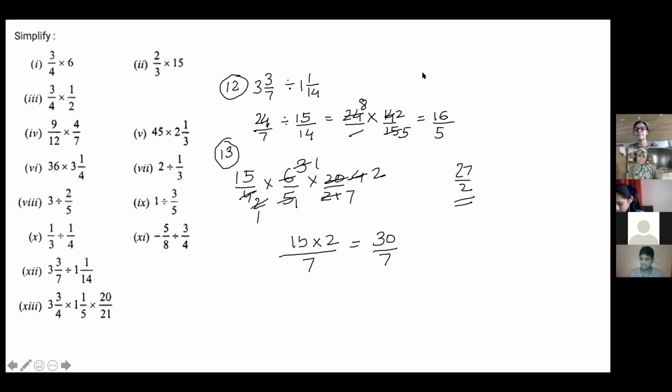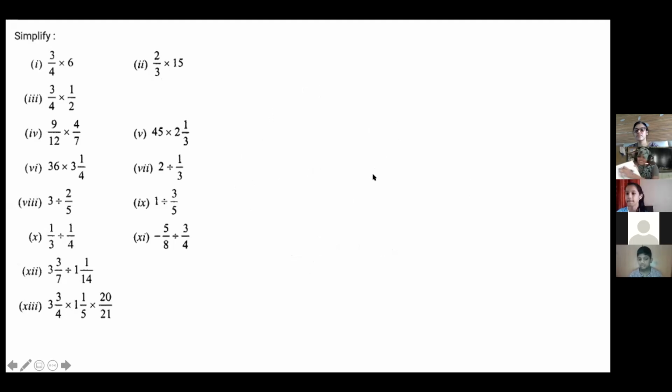Yes, Safia. After this step, is there confusion? Can you give me more questions like this multiplication? Yes, ma'am, me also. Next slide, we have some more questions.